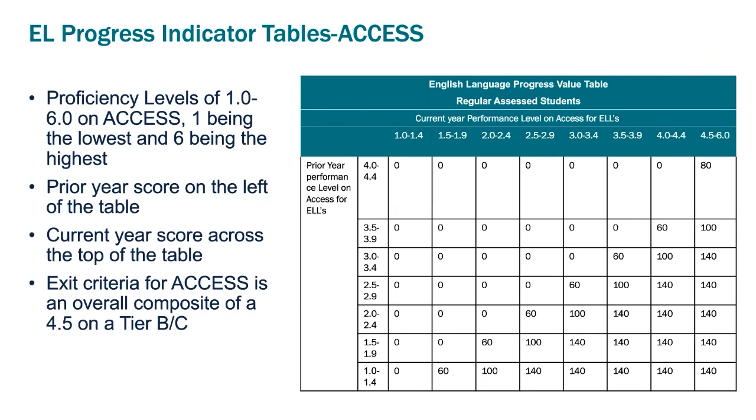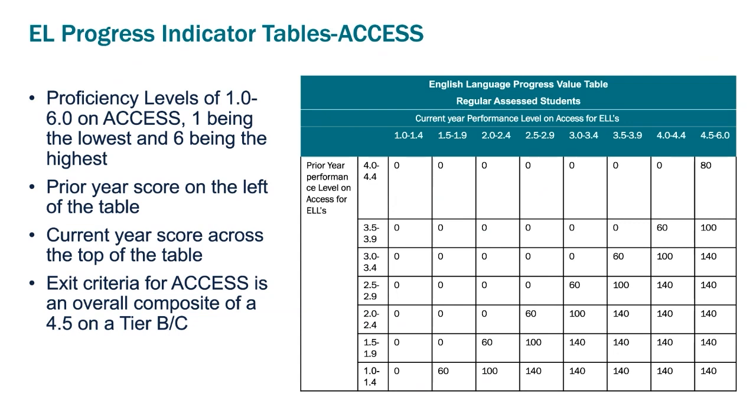And then when you get your scores, we gave those particular scores back on spreadsheets for you during data review, and let you know what your previous score was and what your current score was for ACCESS. We also showed you how many points off of this growth table each student was awarded to you based on their scores. We also want to let you know that the exit criteria for ACCESS is an overall composite of a 4.5 on a Tier B/C.